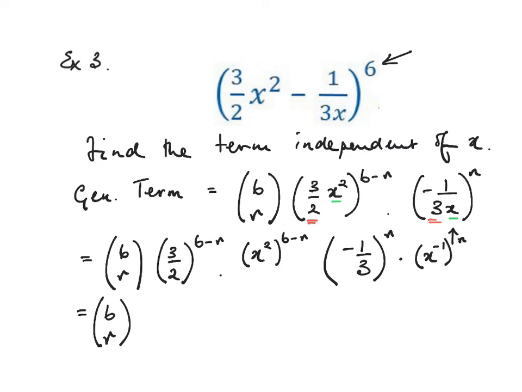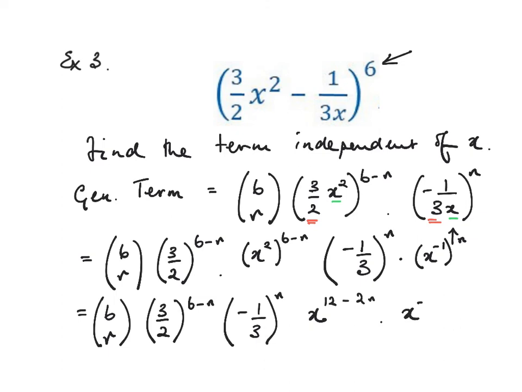I'm just going to leave this. I'm going to move the minus 1 over 3 into that position. Now, what do we have here? So remember the rules of indices. So x to the power of 2 all to the power of 6 minus r gives us x to the power of 2 times 6 is 12, and 2 times minus r is minus 2r. And then minus 1 times r is x to the power of minus r.